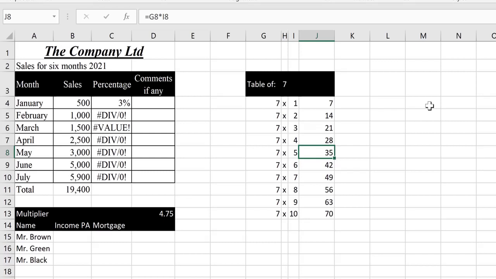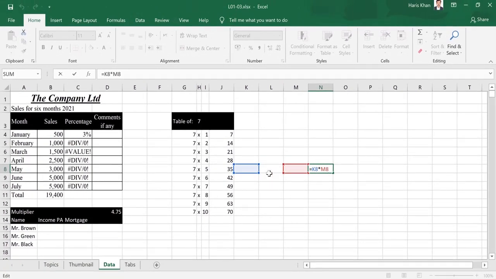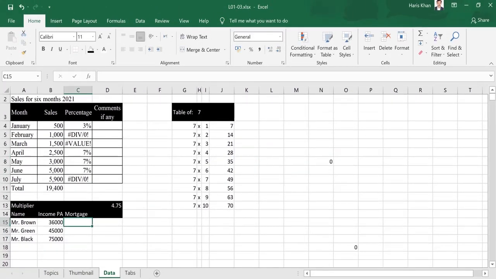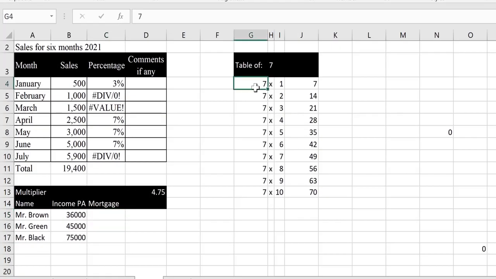For example, if I copy this one and then paste over here, that means the relative two cells in the same order have been moved to this place. Let's move on to the absolute cell reference. In order to understand what the absolute cell reference is, I'm going to delete 7.